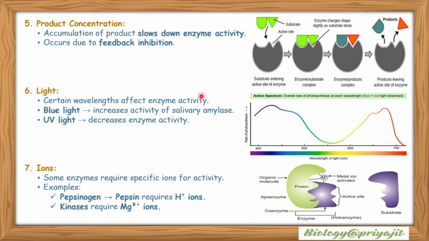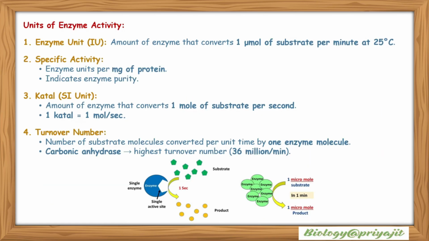Ions. Some enzymes require specific ions for their activity, such as pepsinogen requires H plus ions, kinases require Mg2 plus or magnesium 2 plus ions. Now we'll go for units of enzyme activity. Enzyme unit or IU is the amount of enzyme that converts 1 micromole of substrate per minute at 25 degrees Celsius.